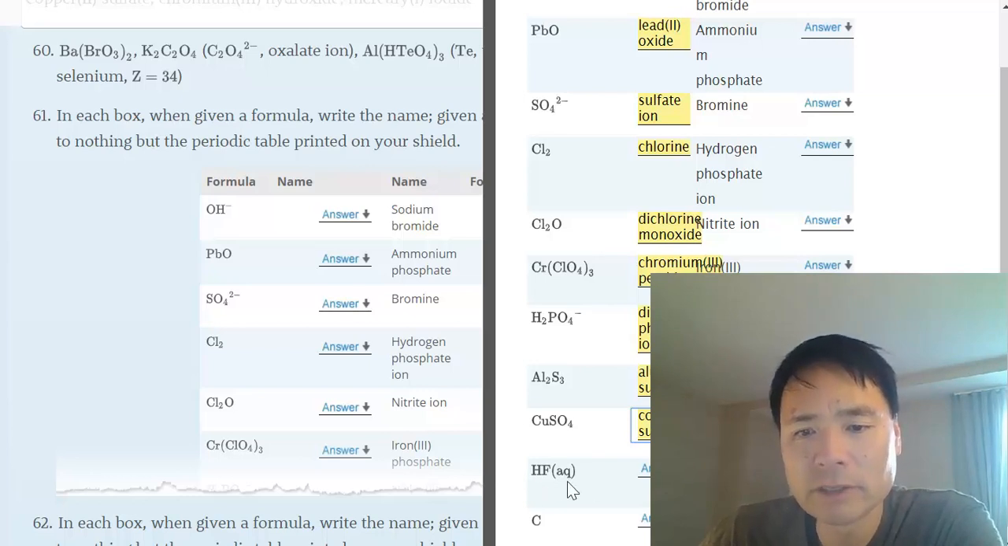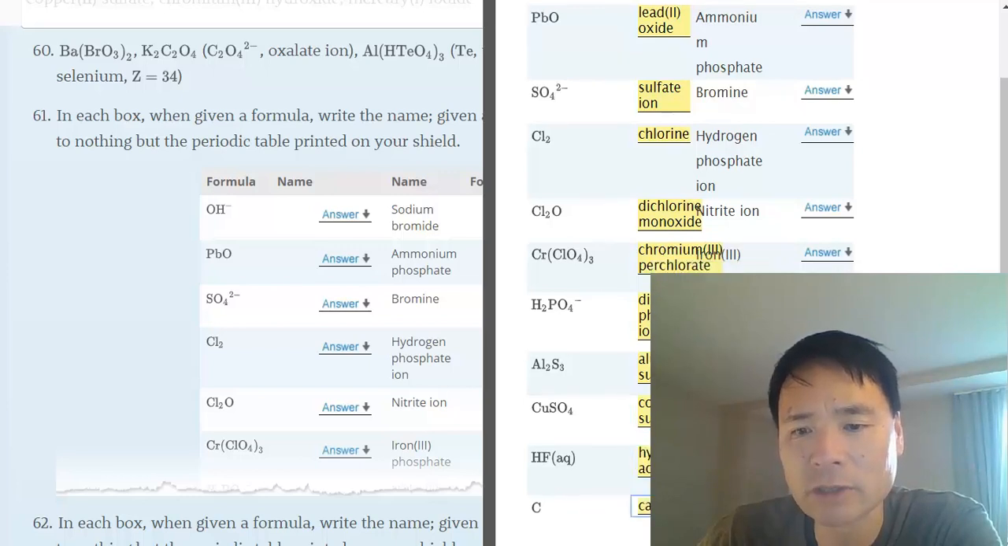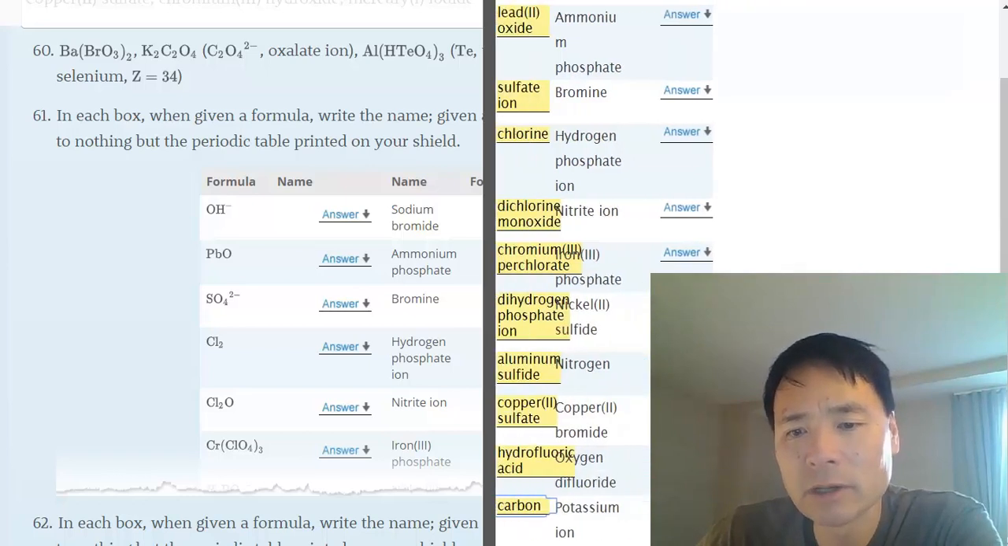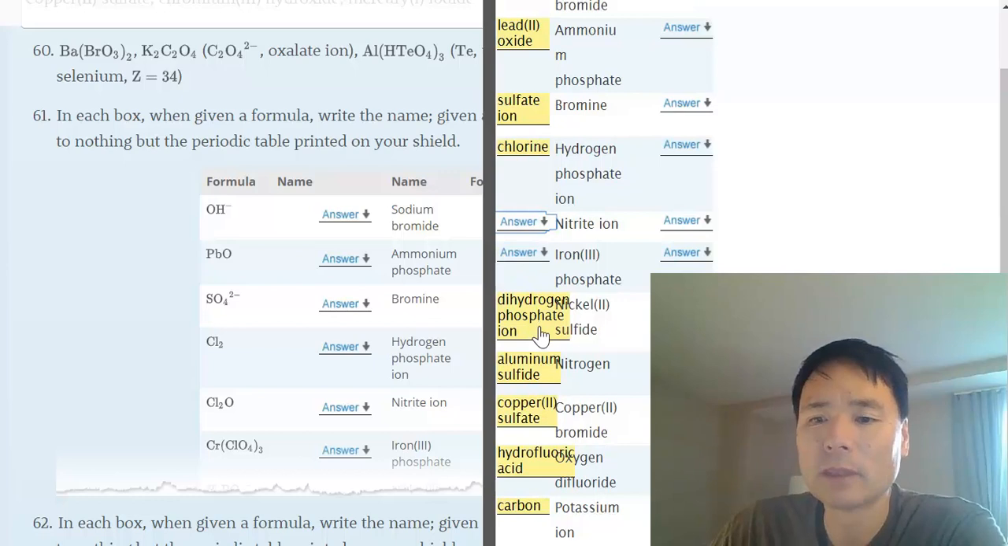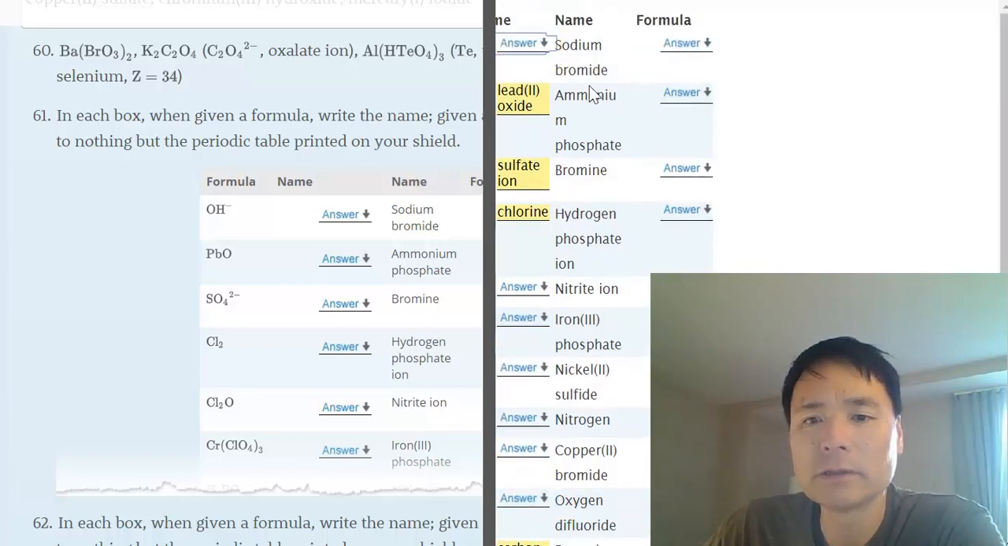Hydrogen fluoride, it's aqueous, so we're not going to call it hydrogen fluoride, we're going to call it hydrofluoric acid. You know, the ide gets changed to hydro-ic acid. This is just elemental carbon. It's carbon. Okay, let's move down the list here. Let's collapse some of these here. Let's see what we got here.